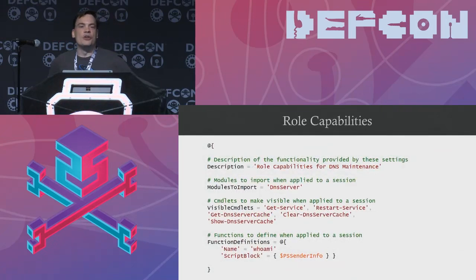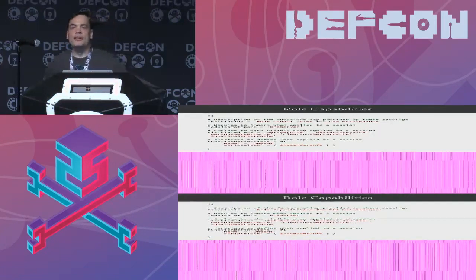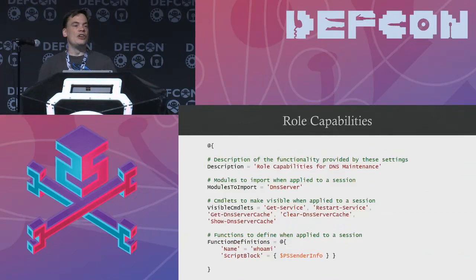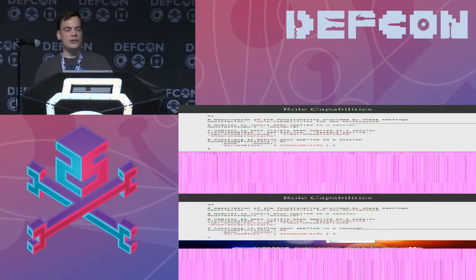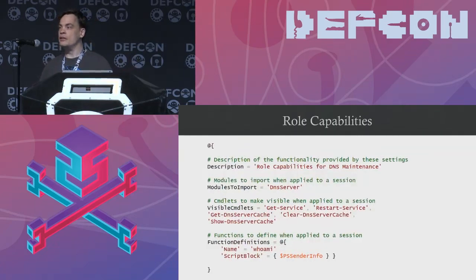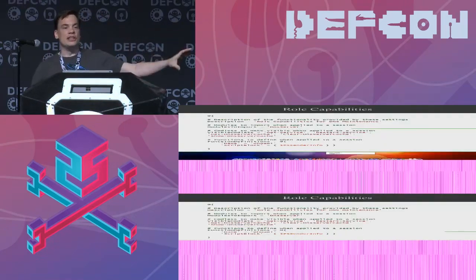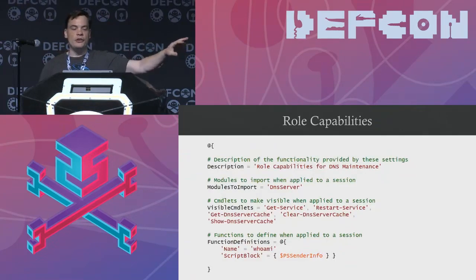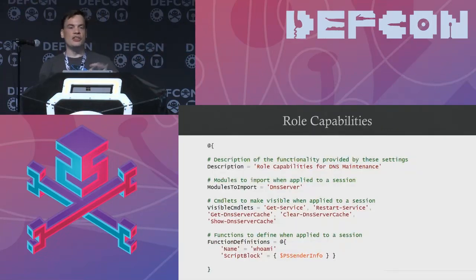Now, how does somebody actually go through and do one of these just enough administration lockdowns? The first part is defining role capabilities. What can a person do? And it really is this simple. You can say that when they connect, you import the DNS server module, and here are the 5 commandlets that they're allowed to run. But you can also declare your own functions. If a built-in commandlet isn't good enough, you can define a function, let's say, whoami, and this is the example that you saw before. This is a custom written function that you want to expose.